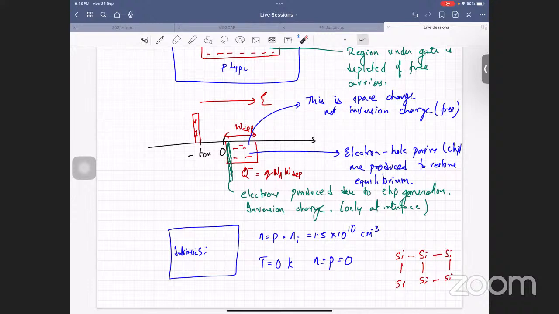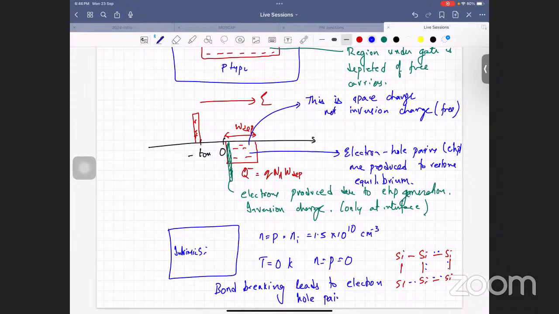What do you mean by bonds? Every bond is simply a pair of electrons. There are two electrons which are shared between silicon atoms. This is essentially what we call a bond. When a bond breaks, you have an electron which can freely move around in the lattice and a hole which is left behind. So basically, bond breaking leads to electron hole pair generation.